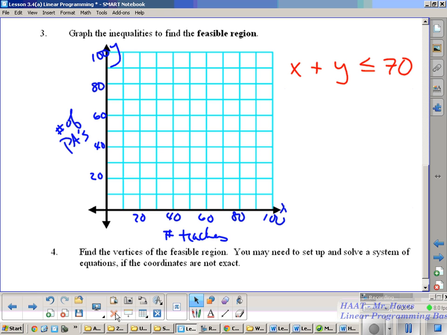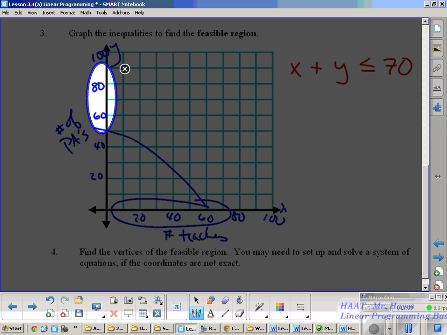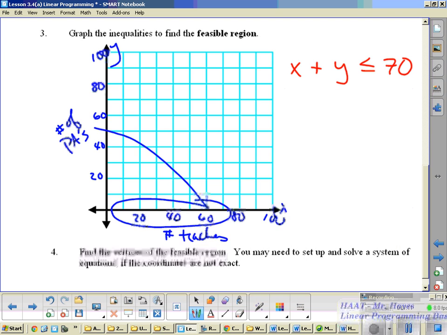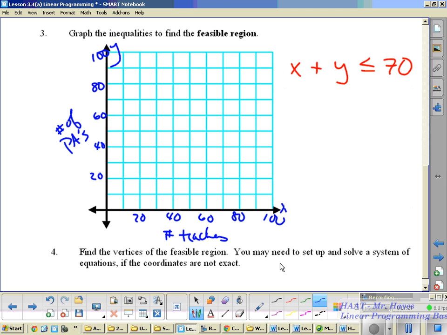Only issue that I have with that is that your slope will work only if your two axes have the same scale. So if we were counting by 20s on one and 10s on the other, up 2 and over 1, up 2 and over 1 wouldn't work. Okay, so be careful of that.